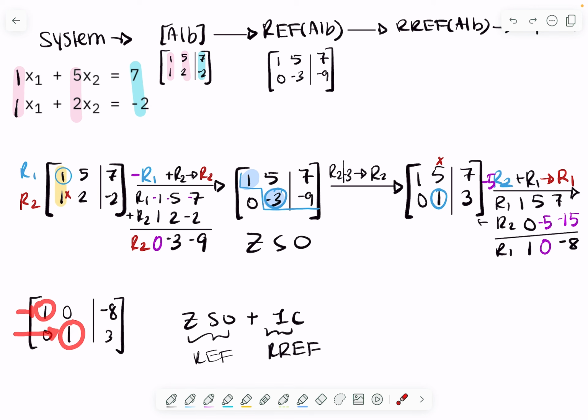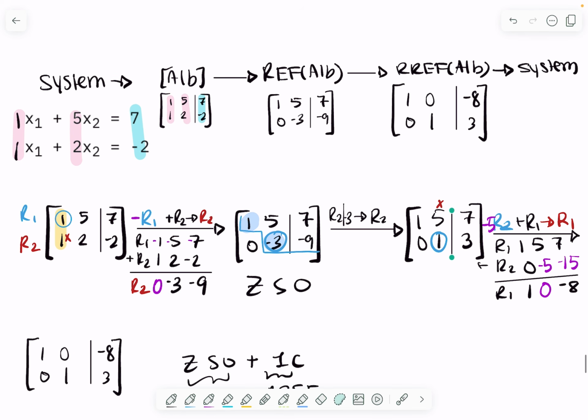So that's these. Are they all 1s? Yes. Are they the only actual numbers other than 0 in their columns? Well, look at the column. Is everything else 0? Yes. Look at the column. Is everything else 0? Yes. So it is in reduced row echelon form. So this here is our reduced row echelon form version.